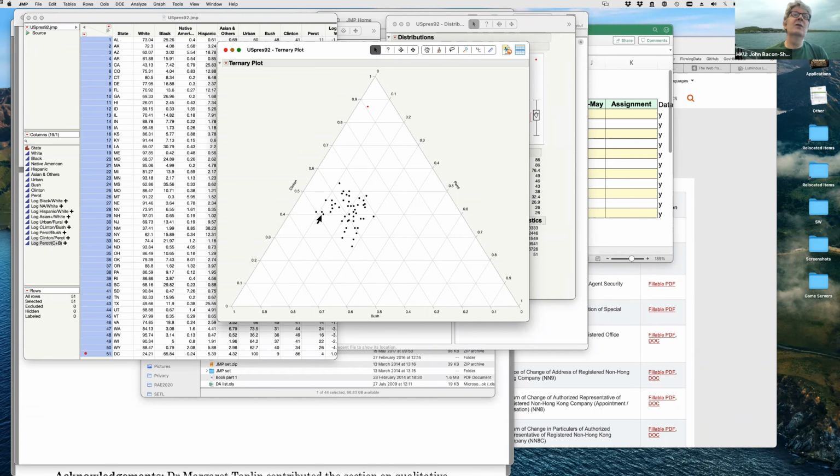So Clinton's vote share is generally 50 to 70%. Bush's going from generally, have I got this right? 70 to 90? No, we've got this the wrong way around, have we? And Perot is small, 10 to 30%, right?